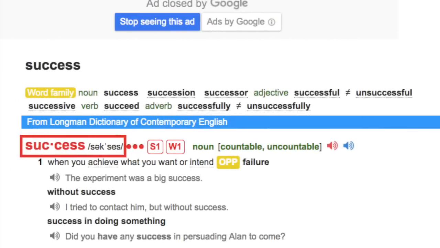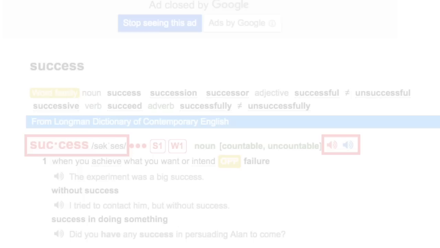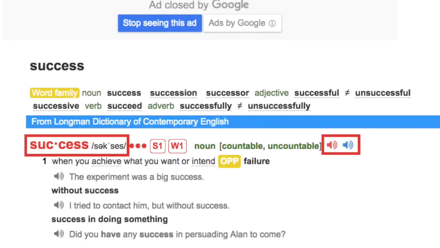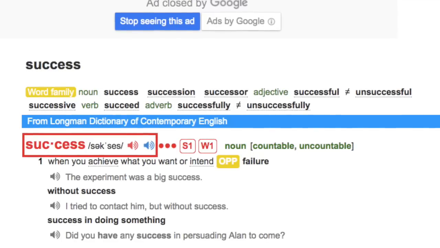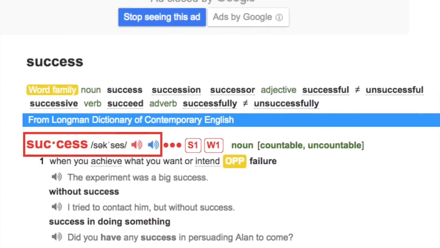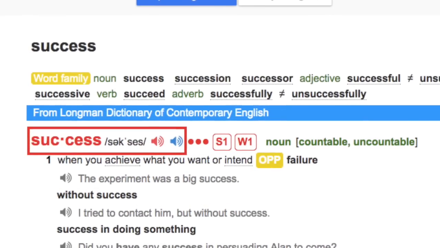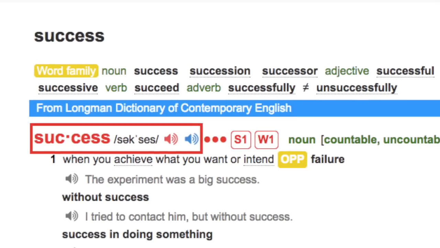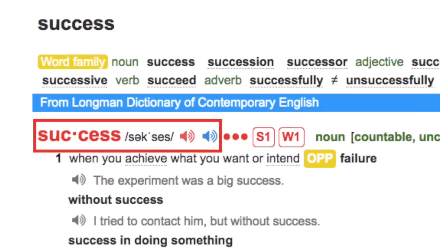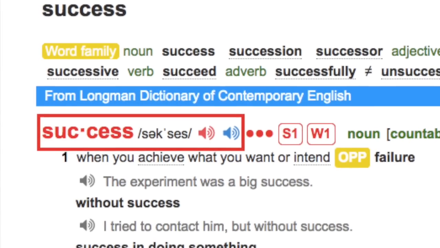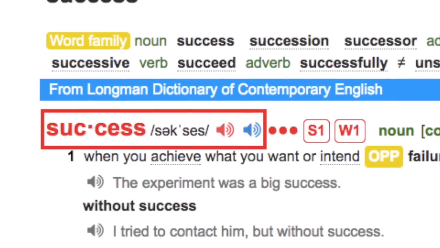Success. We have the phonetic alphabet as well as audio for both the British and American pronunciation. Success. You don't need a teacher to learn how to pronounce a certain word. Why aren't these two speakers right next to the phonetic alphabet is beyond me. Anyway, keep in mind that all British monolingual dictionaries like Longman, Cambridge, Oxford, Collins give the British UK pronunciation first and the American US pronunciation second.